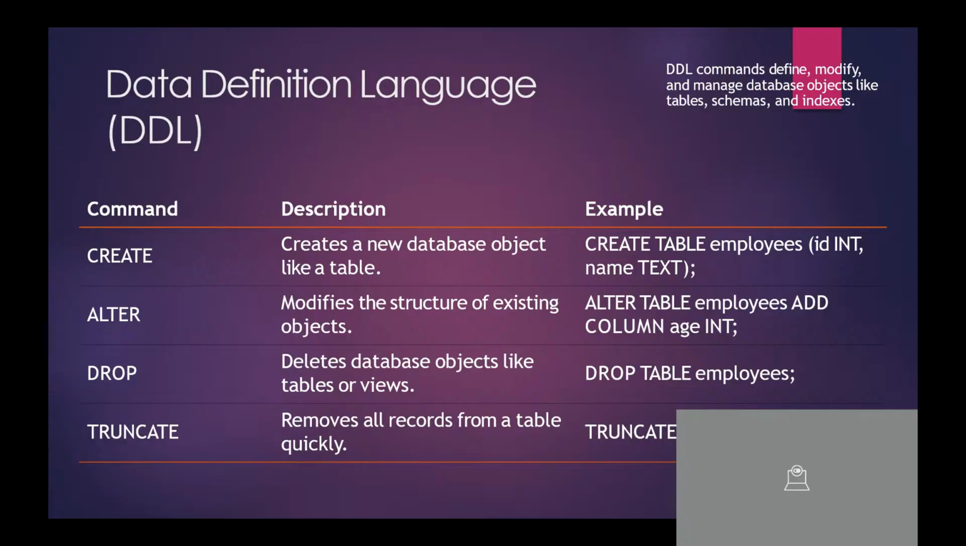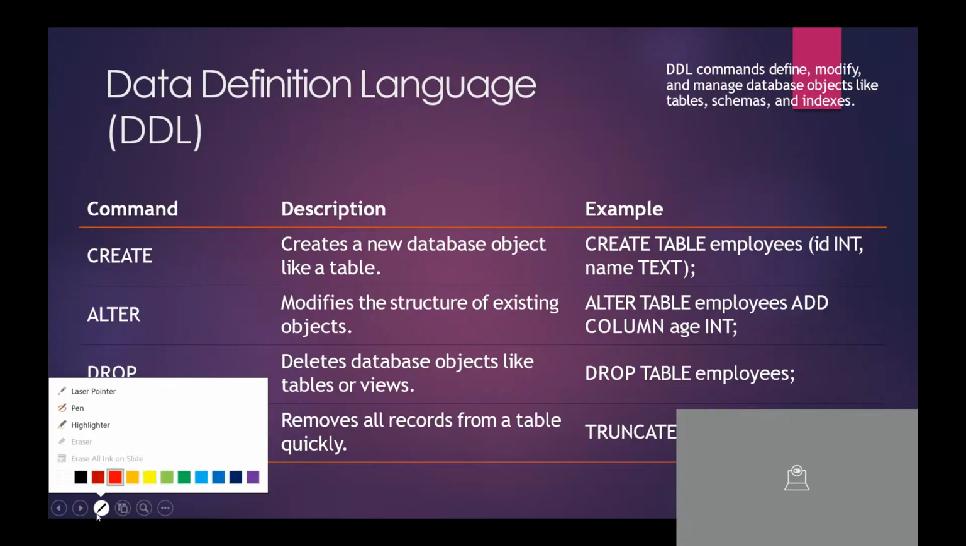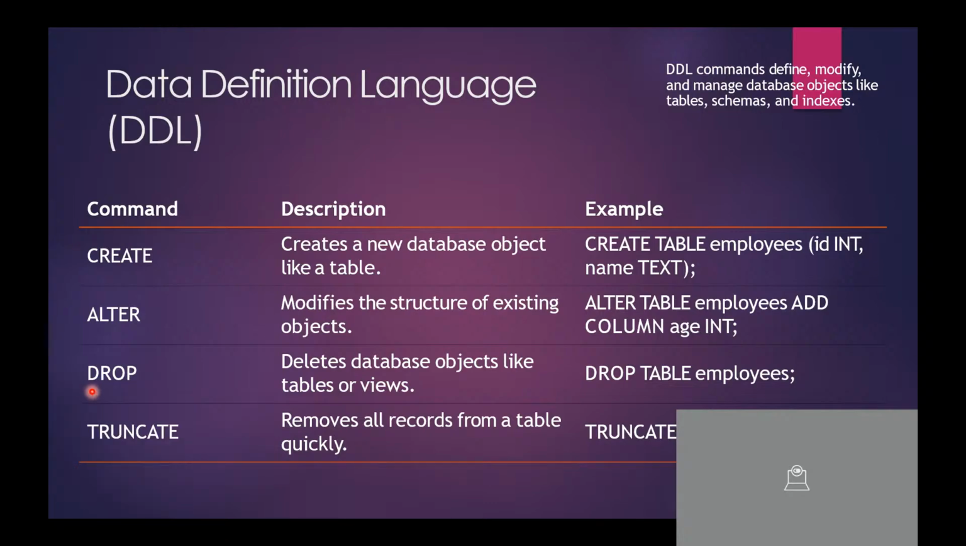DDL commands define, modify, and manage database objects like tables, schemas, and indexes. So, the command types under DDL: Create lets you create a new database object like a table, for example, create a table like employee, or something like a school database you have seen. And Alter means to modify the structure of an existing object.